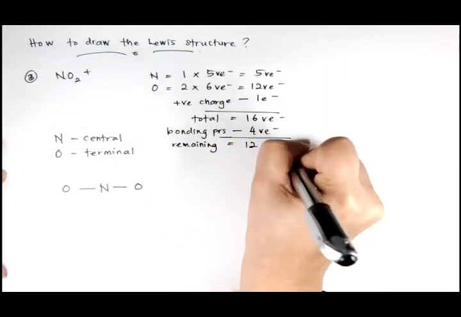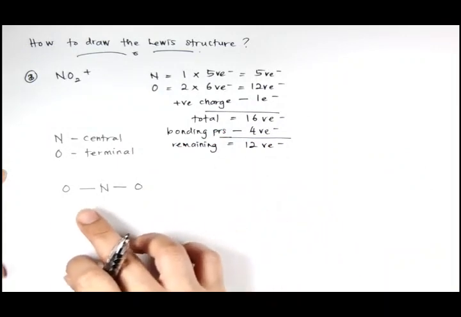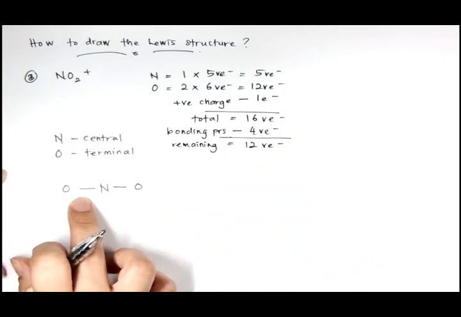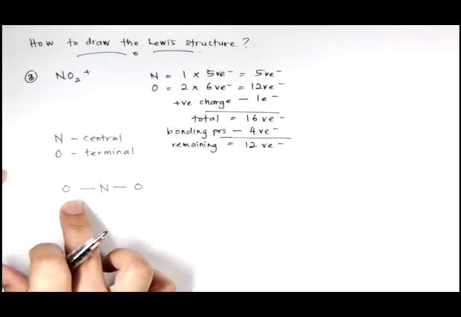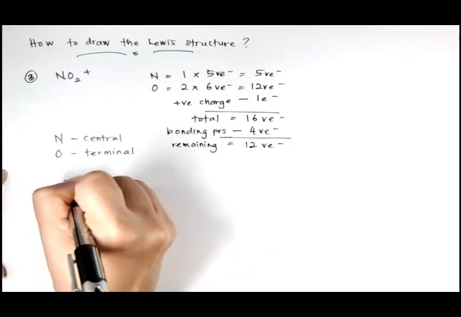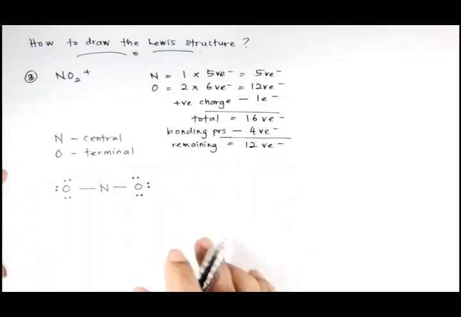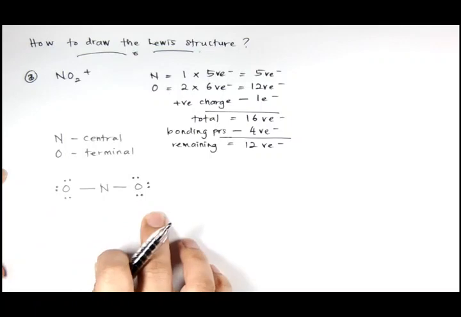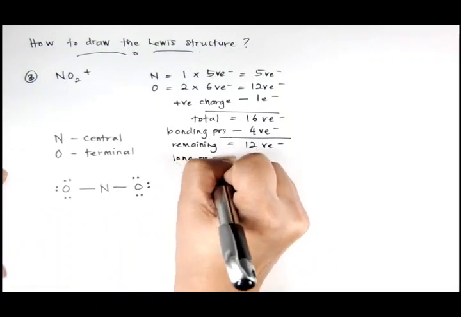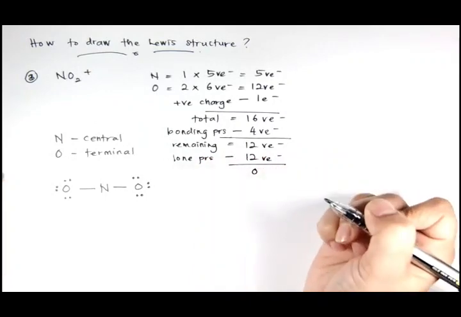with 12 valence electrons. This remaining electron we need to distribute to the terminal atoms to make them octet with 8 electrons. Now the oxygen already has 2 electrons from the bonding pair, so it requires another 6 electrons to be octet. This other oxygen atom also needs 6 more electrons. So from the lone pairs of the oxygen atoms, we have used 12 valence electrons, so we have no more valence electrons left.